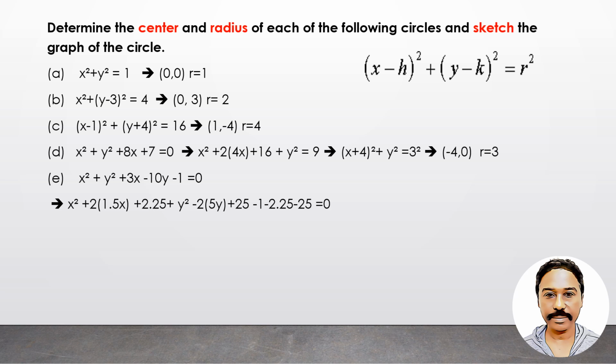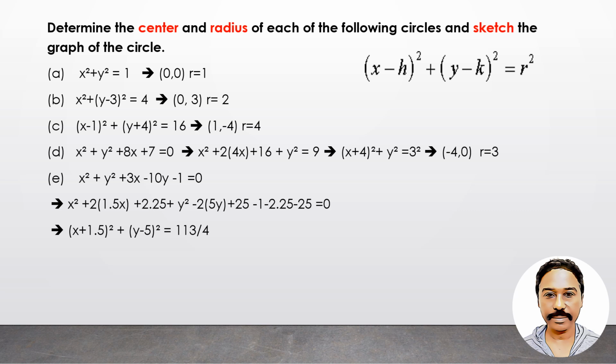Then the rest of the numbers, minus 1, minus 2.25, minus 25, put it all in the calculator. It will give you a negative number. Take it to the other side. It will be a positive number, which is 113 divided by 4. So we end up having x plus 1.5 all squared plus y minus 5 all squared, which is equal to 113 divided by 4.